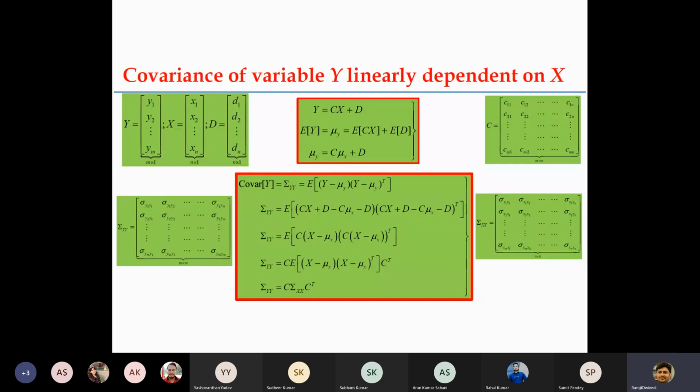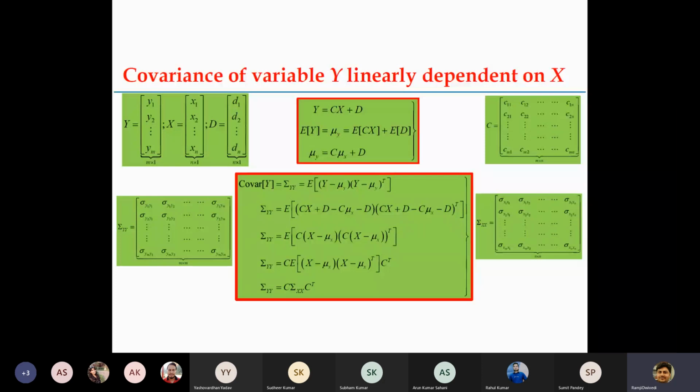So if y is equal to cx plus d, what do we need to do? We need to first take the expectation on both sides. Now expectation of y would become c expectation of x plus expectation of d. Then obviously, expectation of cx would be written as c expectation of x, and that's how mu y would become c mu x plus d. That's very clear. There's no issue at all.